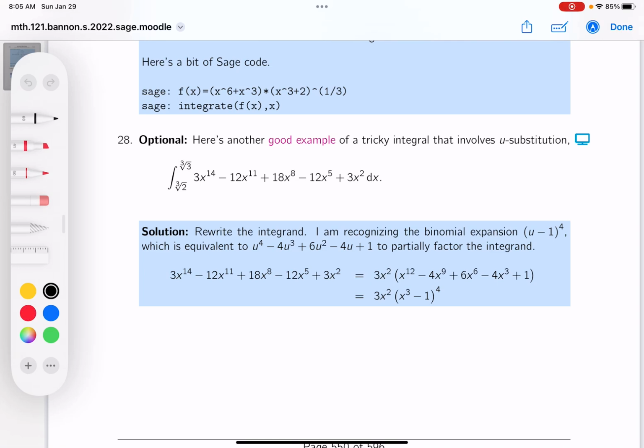Okay, I realize the inclination of some students looking at this problem is just to simply integrate it. It's polynomial, so it's very simple to integrate. You're going to get 3x to the 15 over 15 minus 12x to the 12 over 12. Pretty simple. Then it's going to be 18x to the 9th power over 9, and then minus 12x to the 6 over 6 plus 3x cubed over 3.